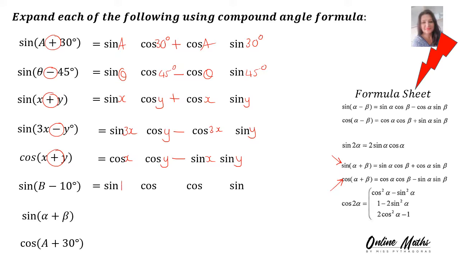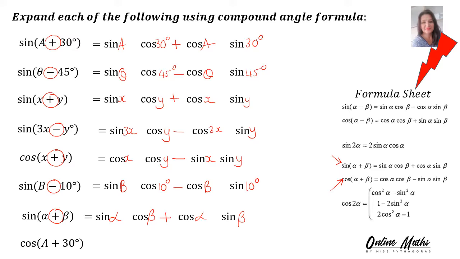The angles are B and A, and in sin the sign is the same. Next one, sin of alpha plus beta. The pattern is sin cos, cos sin, with the angles alpha, beta, and in sin the sign is the same.